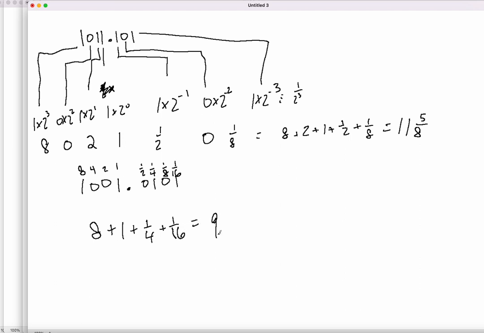And that's equal to 9. 1/4 is 4/16 plus 1. This is 5/16. So this number here is equal to 9 and 5/16. Okay? I hope this is easy.